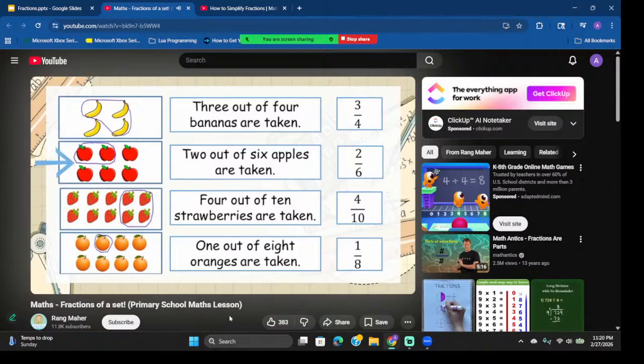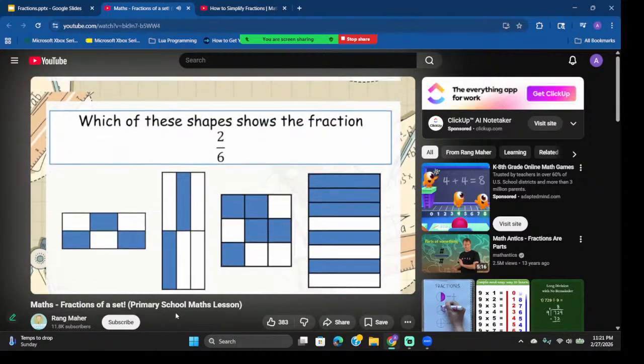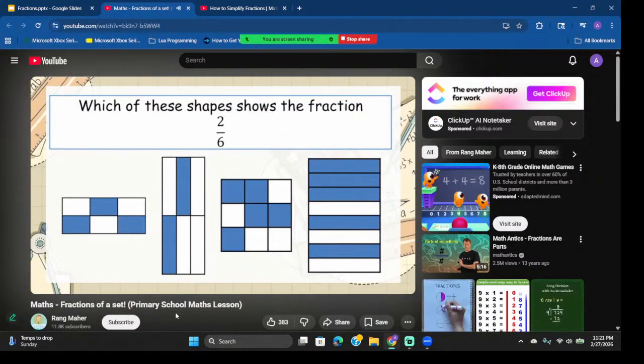For the apples, we have taken 2 out of 6 apples. So that will be 2/6, which we write like this. For our strawberries, you can see 4 out of 10 strawberries have been taken. So that is 4/10. We write that as a fraction like this. And finally, 1 out of 8 oranges are circled. So that is going to equal 1/8, which we write like this, 1 out of 8. Great stuff. So that is a fraction of a set.